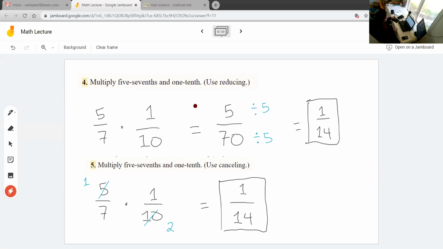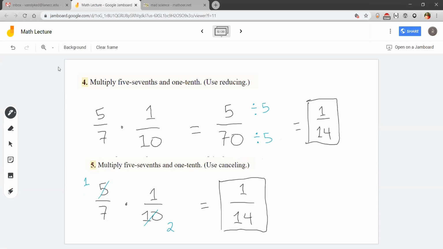If you notice, the math is the same. I have to divide by 5 on top and bottom. I can't get around that. I can either do it as reducing or I can do it as canceling, but I have to divide by 5 top and bottom. Okay, this is an important page. Any questions about this whole page?